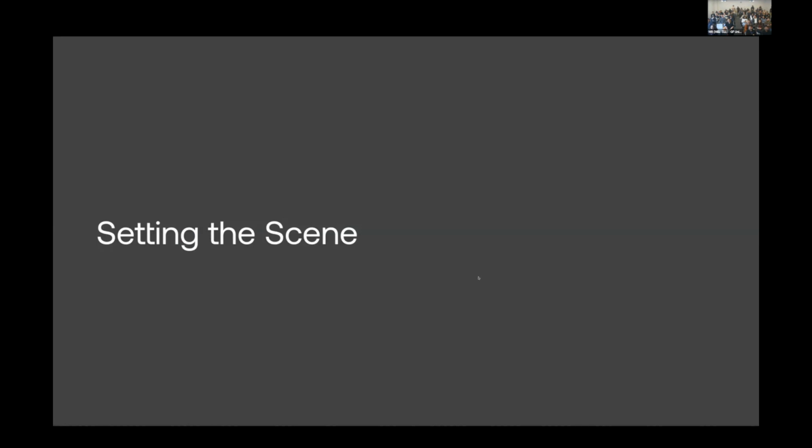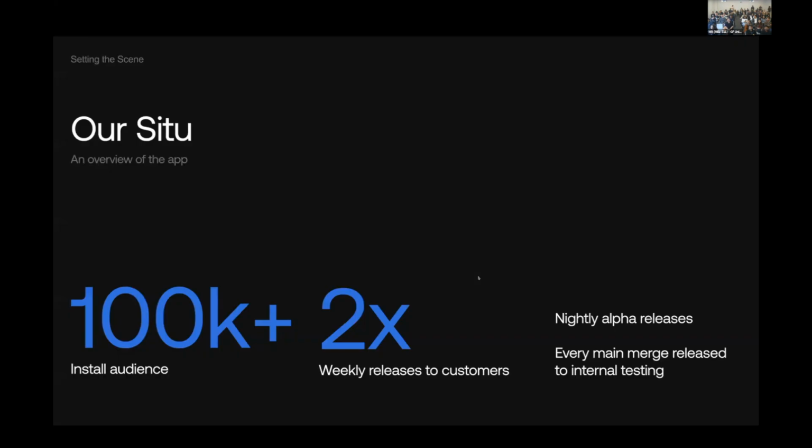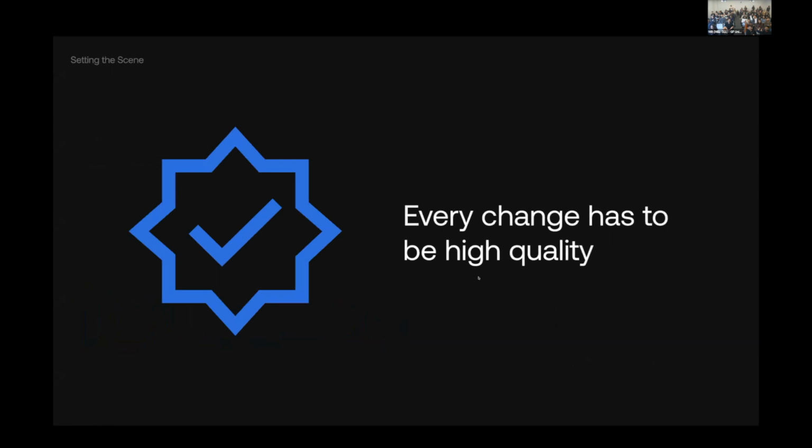Yeah, so let's talk about our engineering team and how we're working in ANZ Plus. Our actual install audience is over 100,000 users on Android. And as Lucas mentioned, we're releasing very rapidly. We release twice a week to the Play Store, to real customers. We do nightly alpha releases with internal users, and every single merge to main goes to internal users. So every single change that we do from a design system side of things has to be really, really high quality. There's no escaping it.